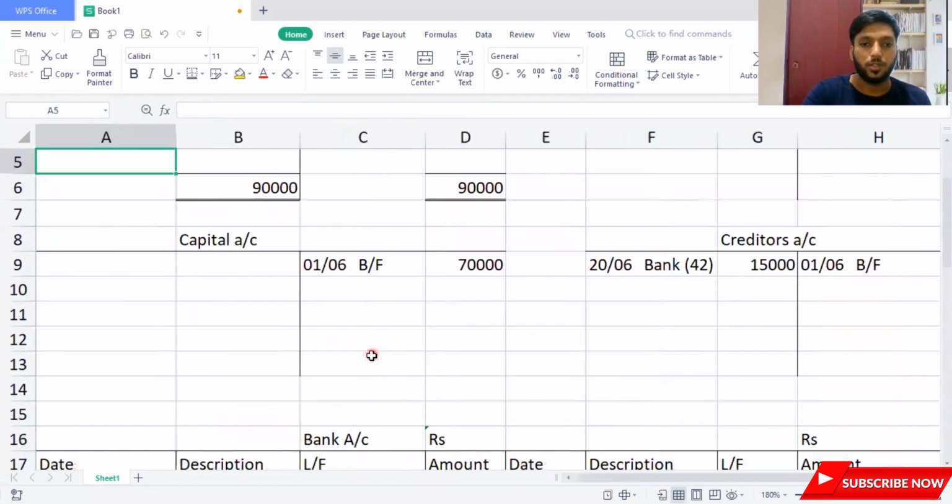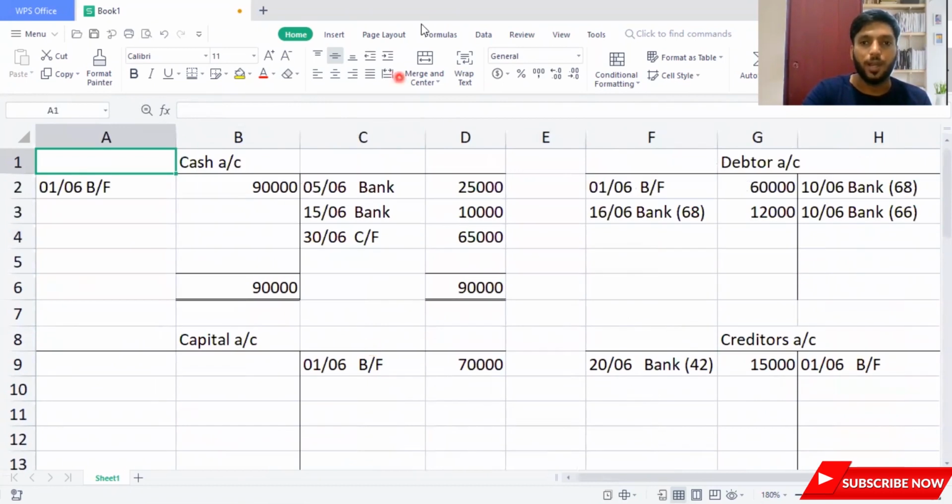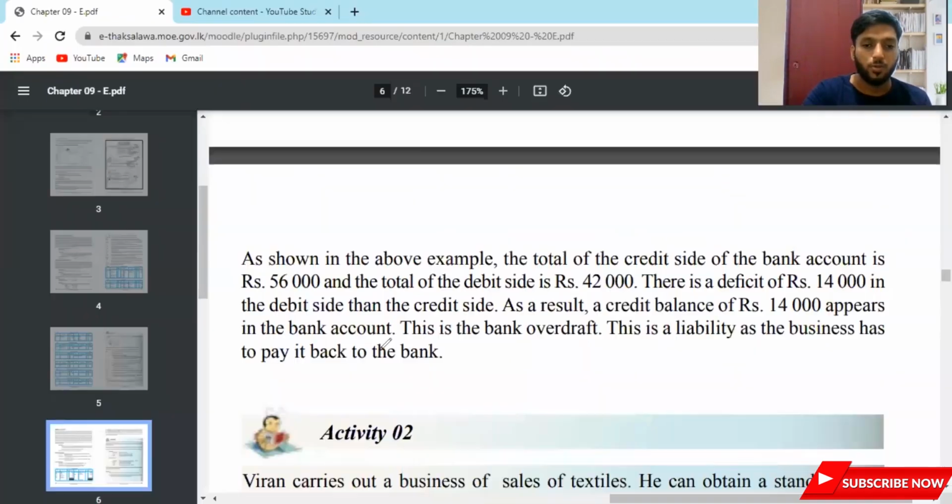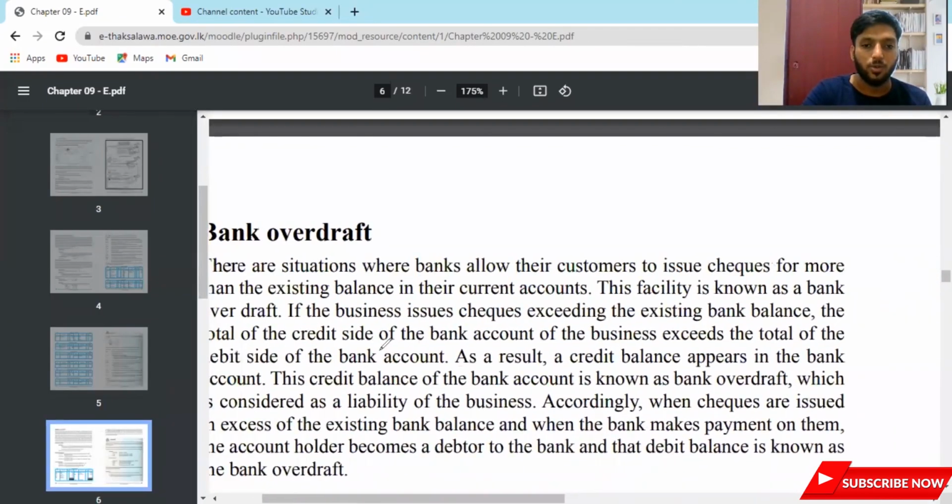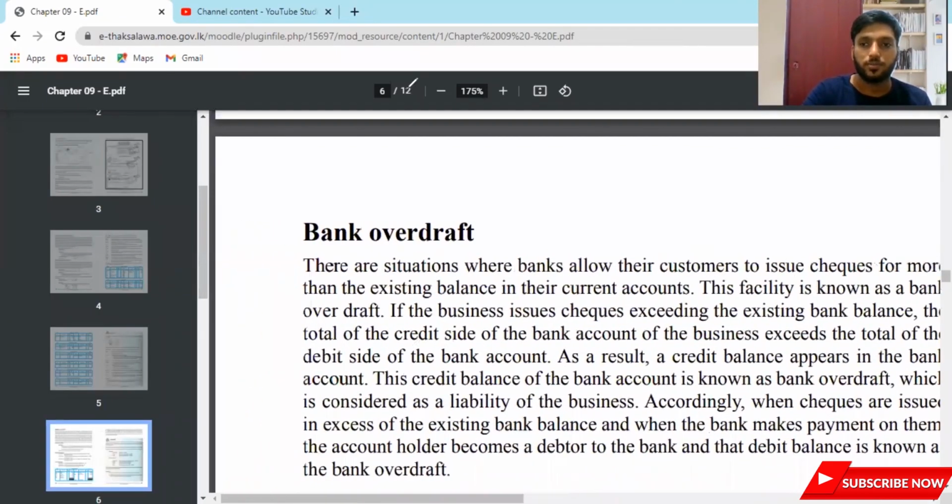Now let's move on to the next page of the textbook. Bank overdraft. We're going to discuss this in this particular video. I'm going to move on to page number 120. Now let's do it fast.